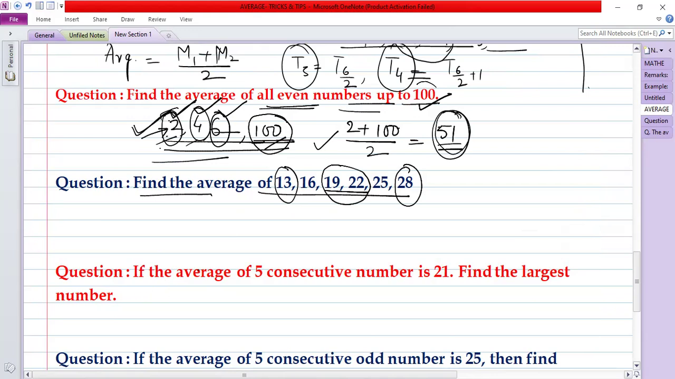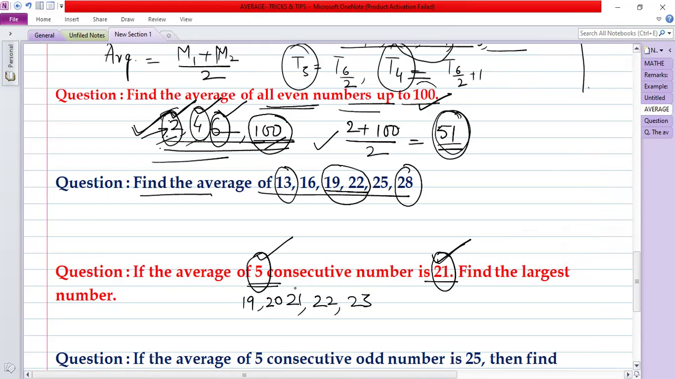And if the average of five consecutive numbers is 21, find the largest number. So once again, since the numbers are five and this is the average, this must be the middle term. The middle term of the five terms. So this is 21, the middle term. And here we will have 22, and here we will have 23. And this side we will have 20, and then we will have 19.